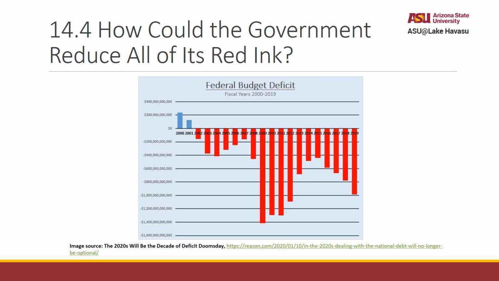So, what are the possible ways to reduce the government budget deficit? Or how could the government reduce all of its red ink? Well, there have been many suggestions about how to reduce the government budget deficit. One way to reduce the government budget deficit is to increase the tax collection.